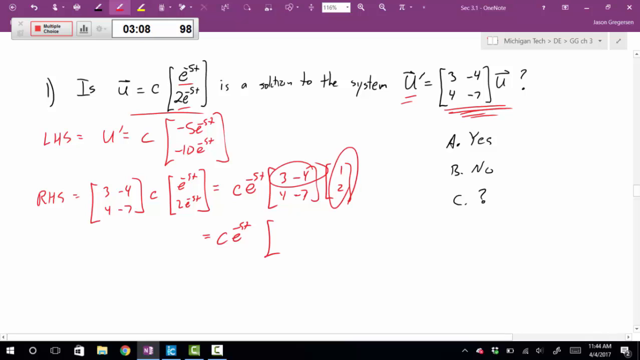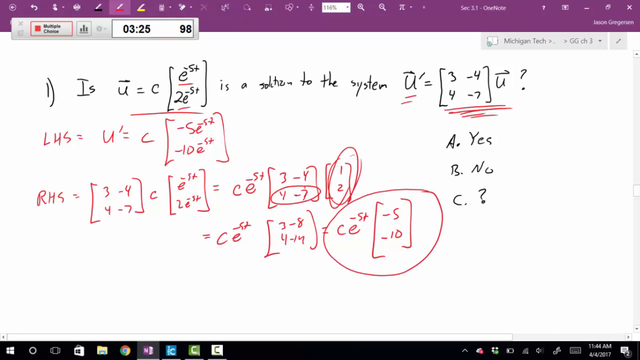So now I'll just do that matrix vector multiplication. That stuff times this stuff, I get 3 minus 8. And then that times that, I get 4 minus 14. Looks like I get c e to the negative 5t, negative 5, negative 10. And so I can see that the right-hand side is the same as the left-hand side. So it is a solution. Any questions there?